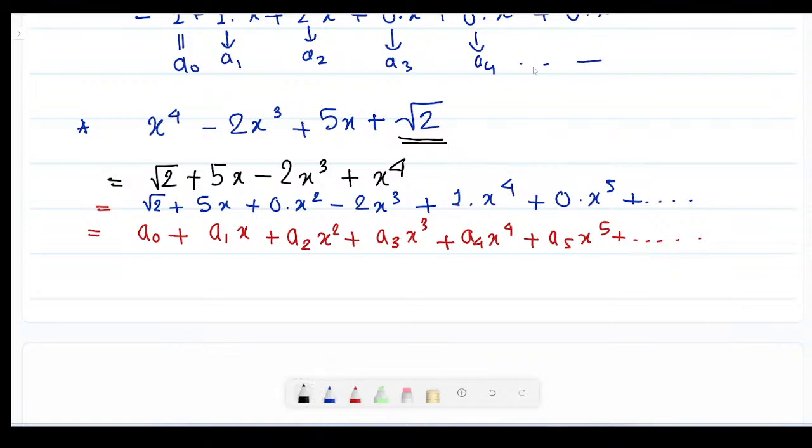Now if we compare, here a0 is root 2, a1 is 5, a2 is 0, a3 is minus 2. So we can write like this. Yes. Okay. So a3 is minus 2, a4 is 1, and other coefficients are 0 because other terms vanish.